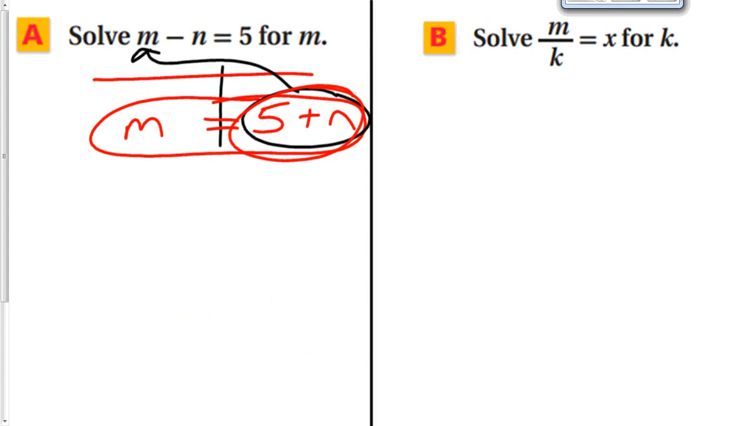All right, next one. They want us to solve for k. You have a couple options in this one. We have m over k equals x. One thing you can do, since we're dividing by k, is you could multiply both sides by k. So what do I mean by that?